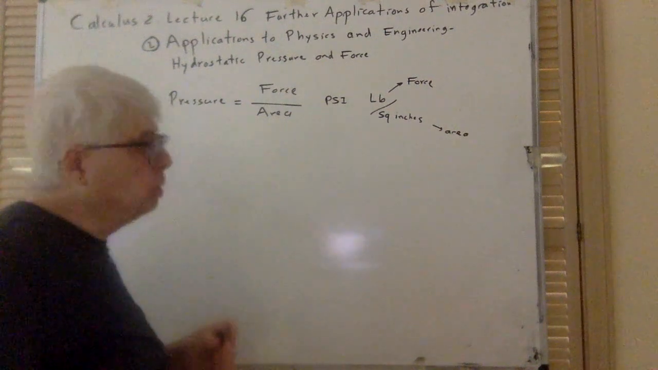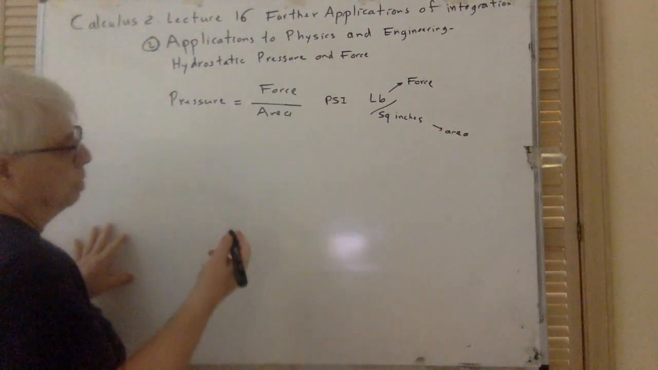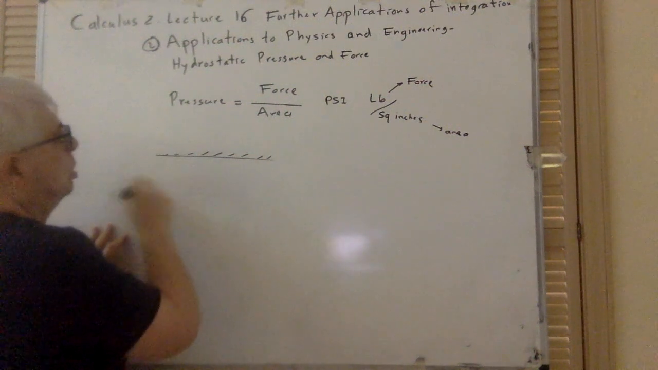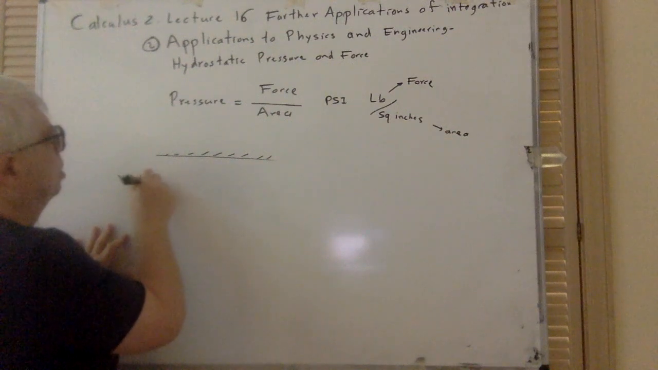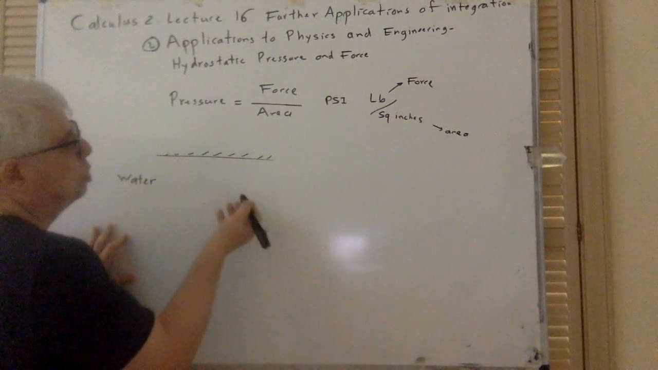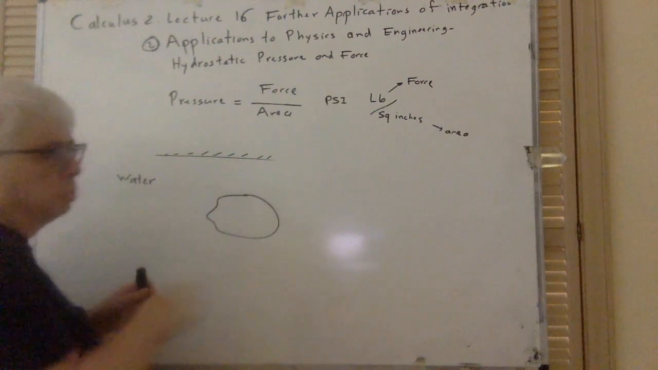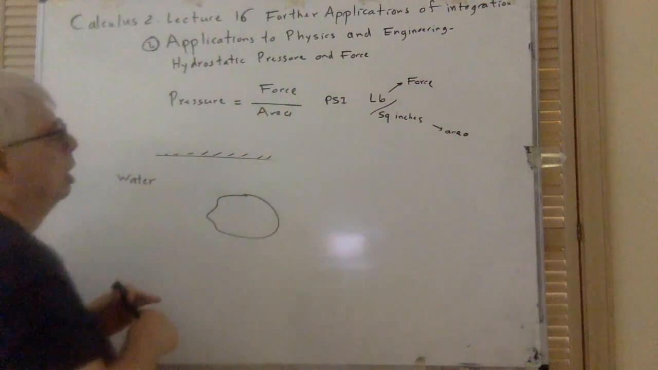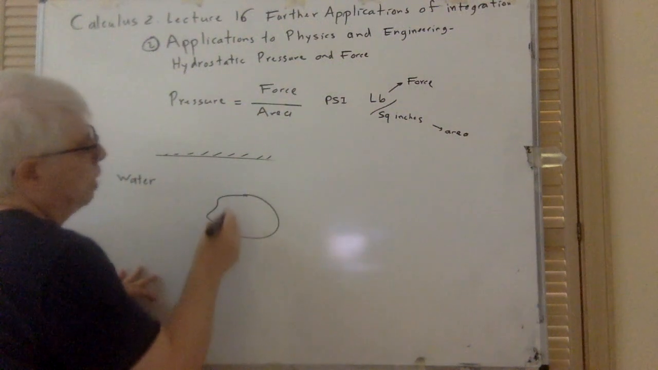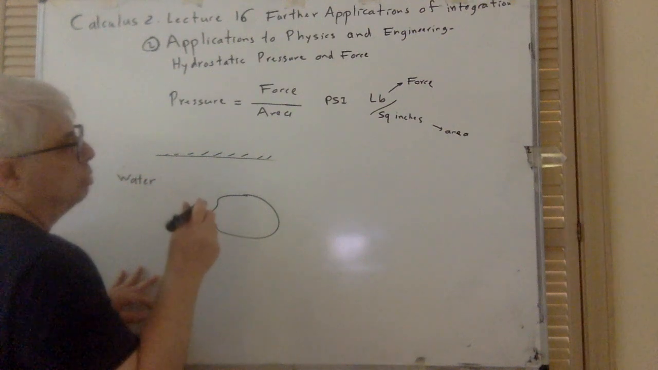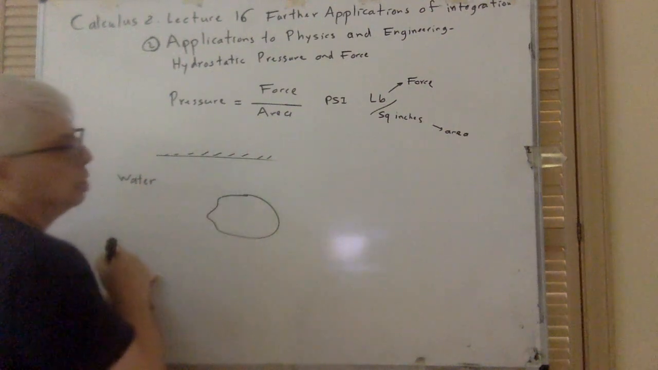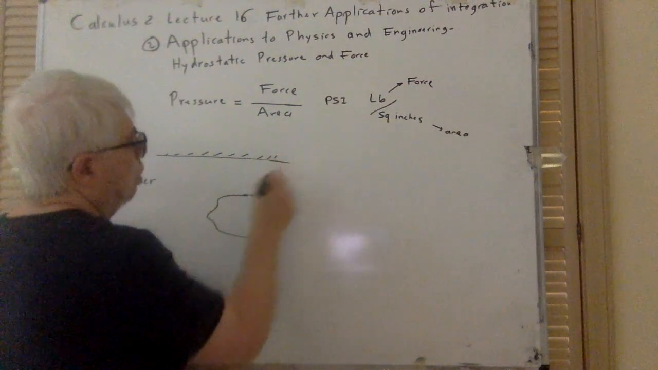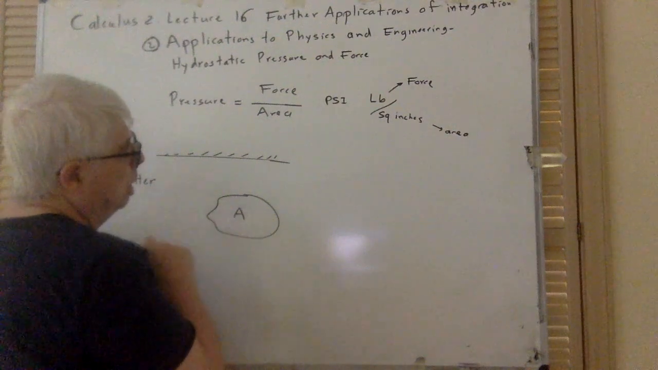Now our problem is, suppose we have some object which is submerged in water or some liquid. Let's assume that it is submerged vertically, so it's like this, not like this. Then we want to find the force applied by that liquid to this object. This object has some area.